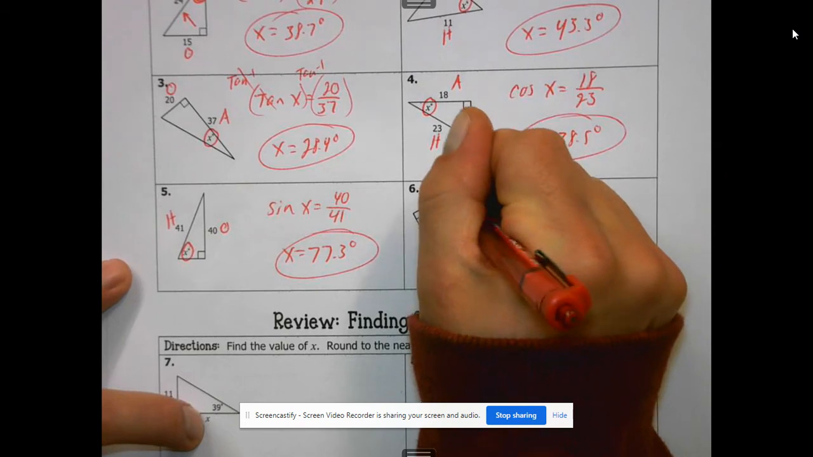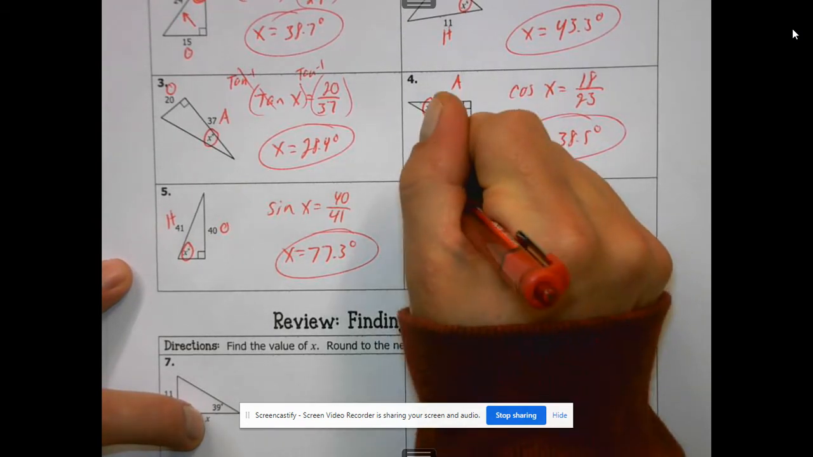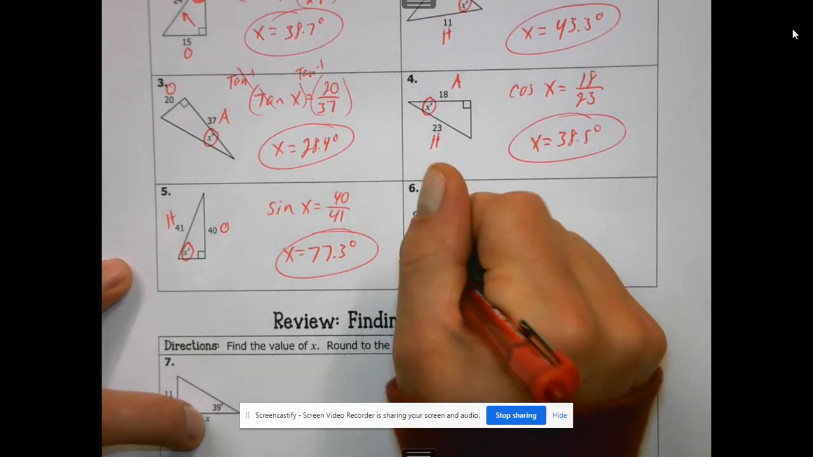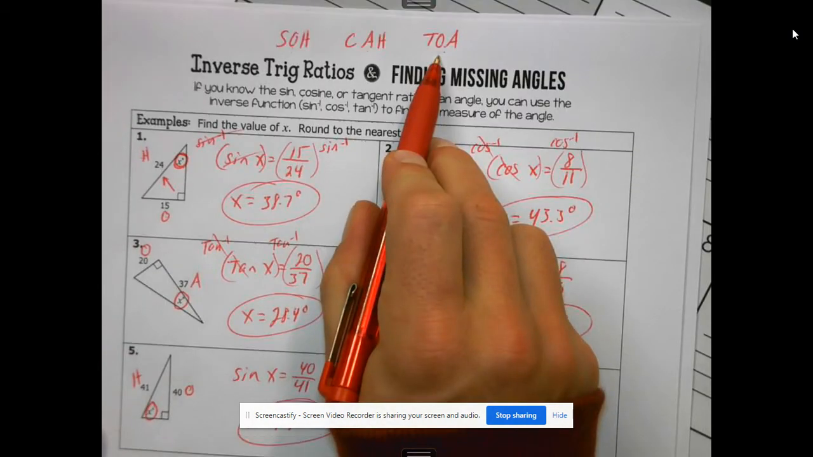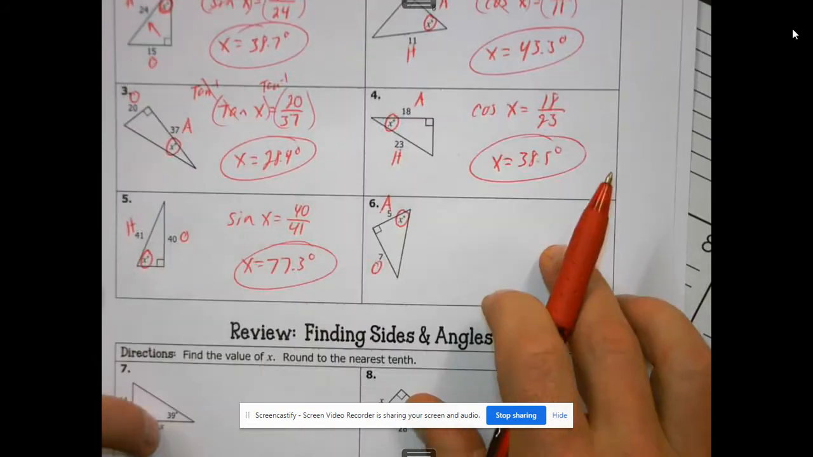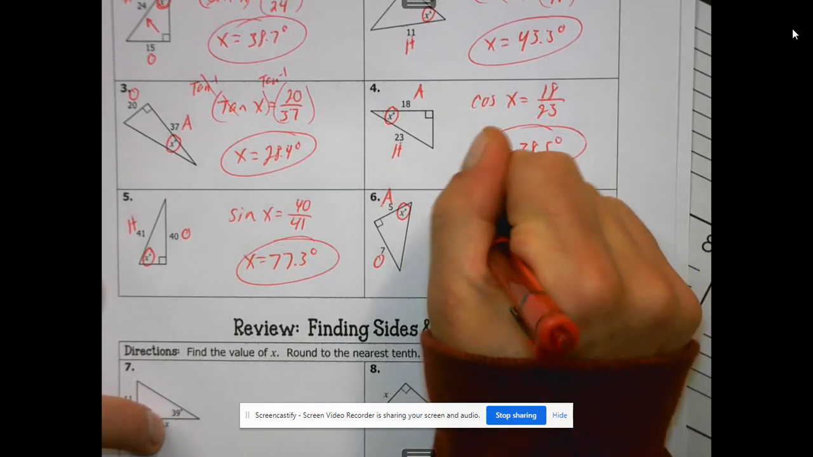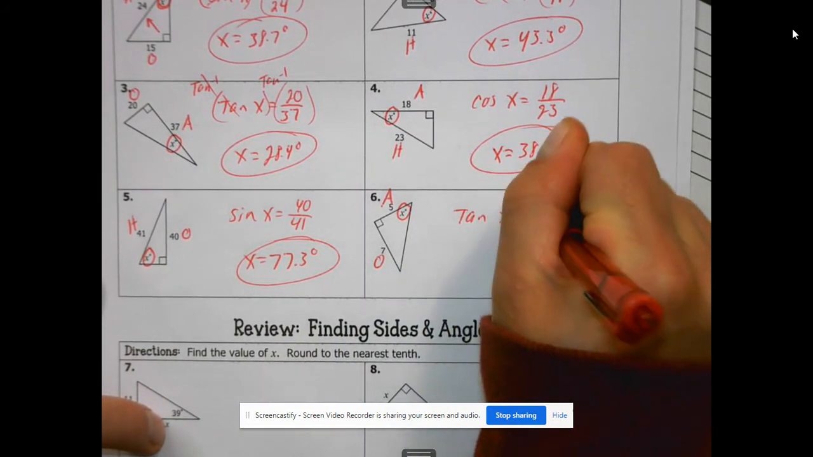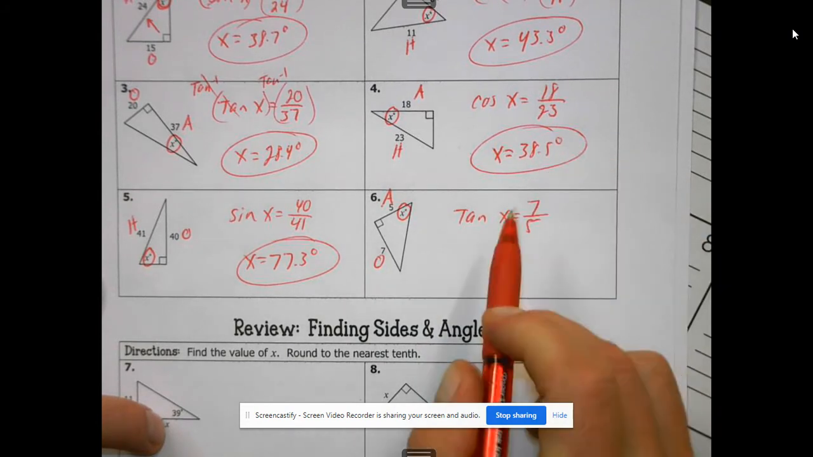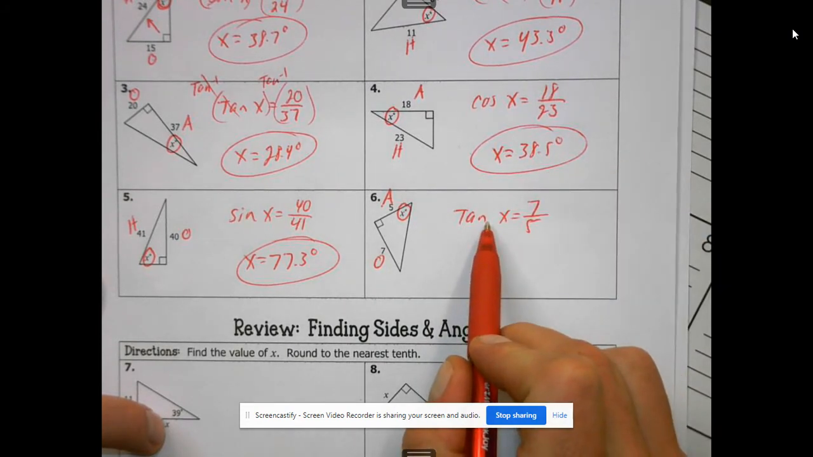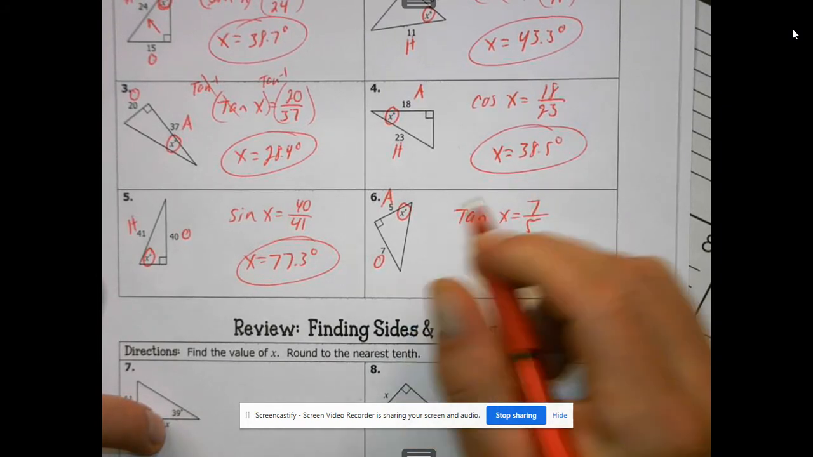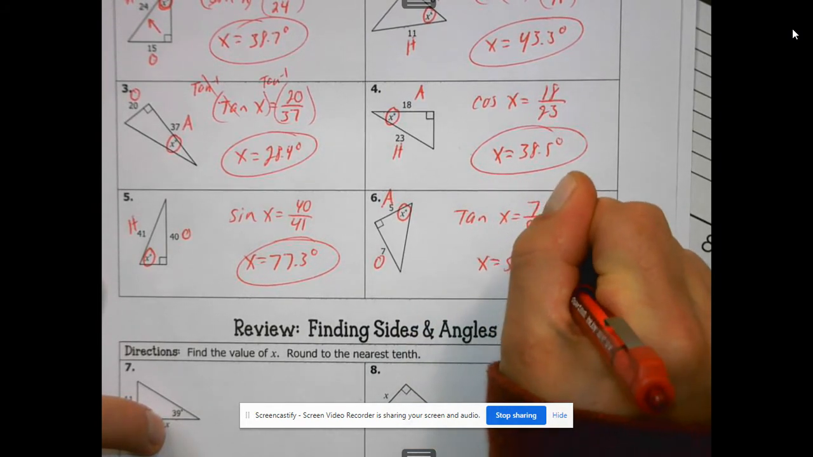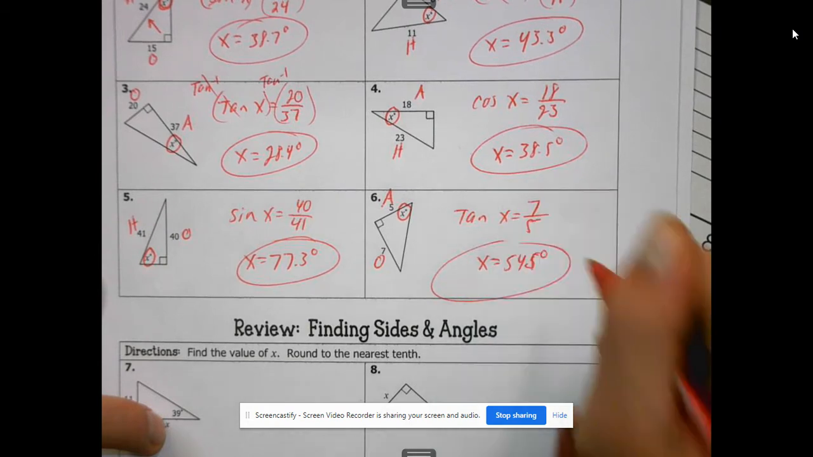Number 6, circle the angle we're working from. The leg touching me is adjacent. The leg across the way is opposite. O and the A, tangent. Tangent of X, opposite 7 over adjacent 5. We would type in second tangent, 7 over 5. If you do that correctly, you should get 54.5 degrees.